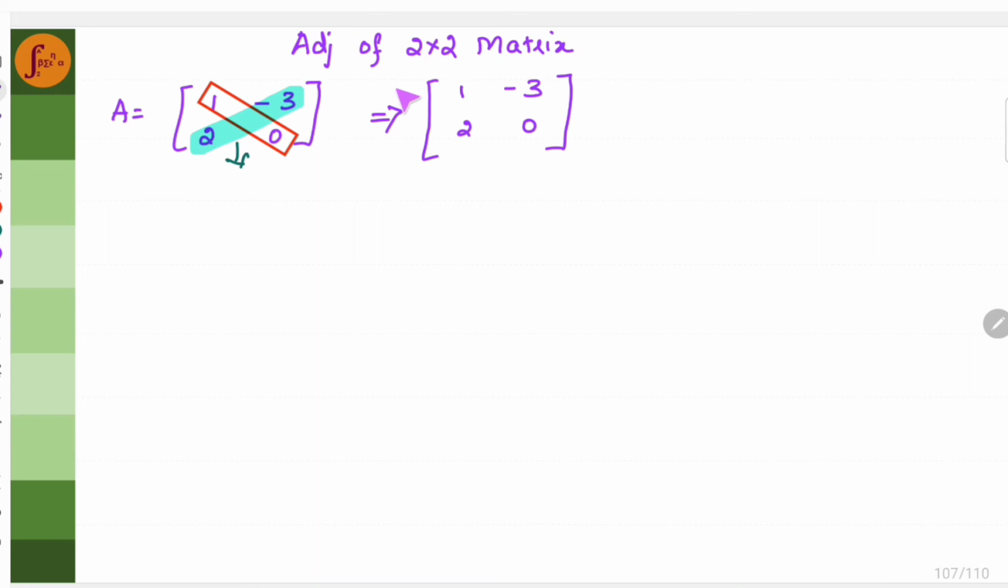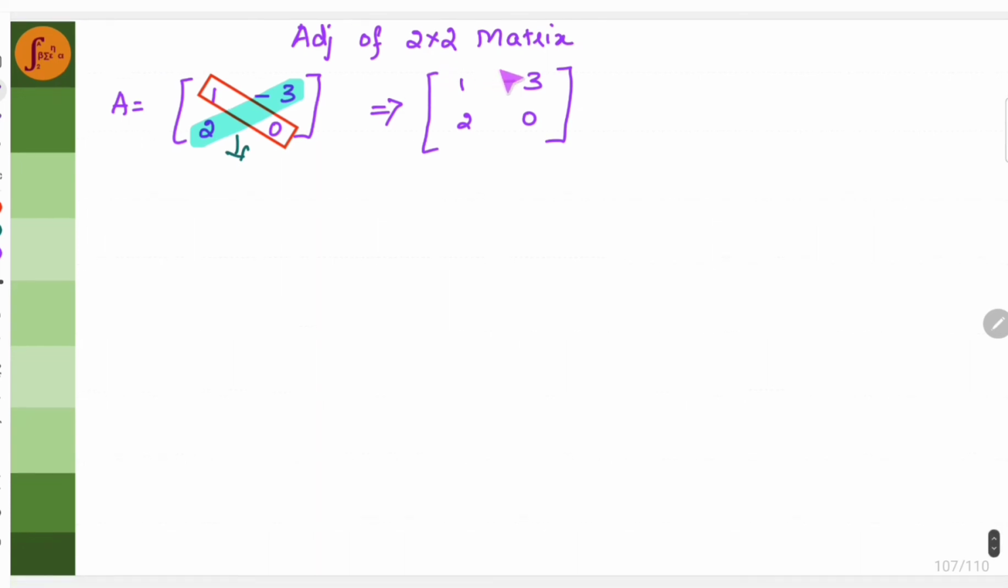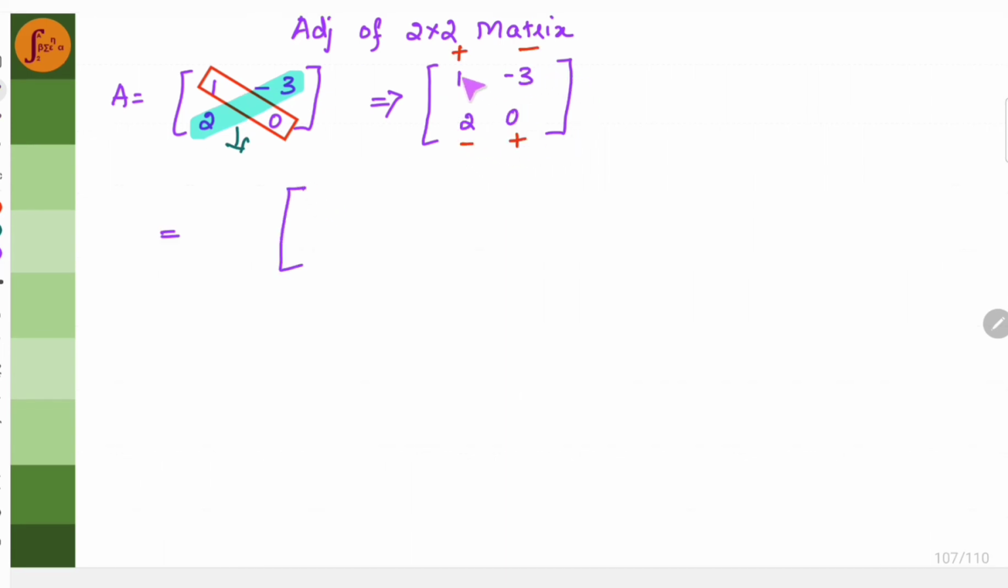Now let's find the adjoint of a 2 by 2 matrix. This is far simpler, right? It's not as lengthy as a 3 by 3 matrix. For a 2 by 2 matrix, let's go through how to find the adjoint. Same concept: find the cofactors of every element. Now let's find the cofactors one by one.